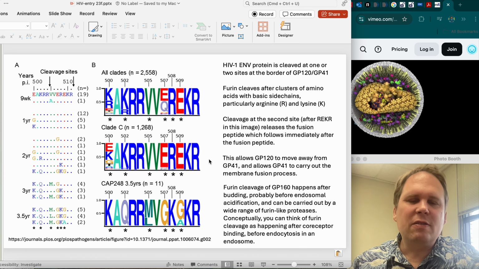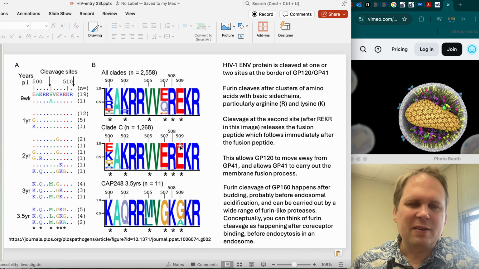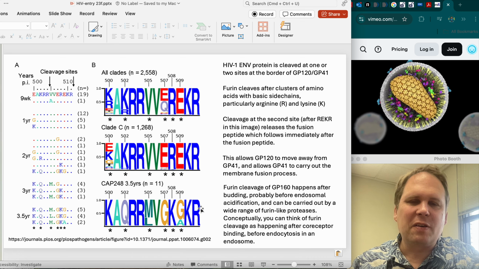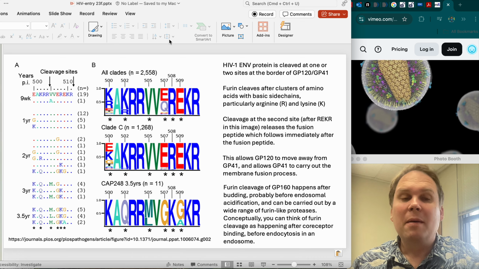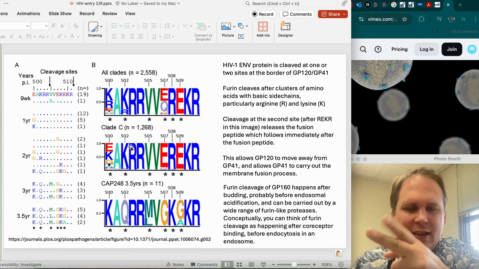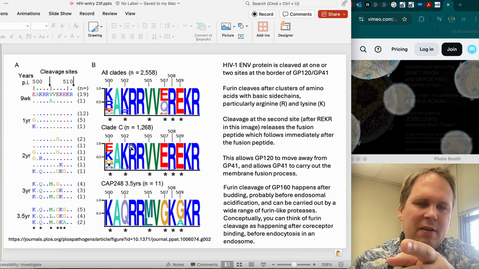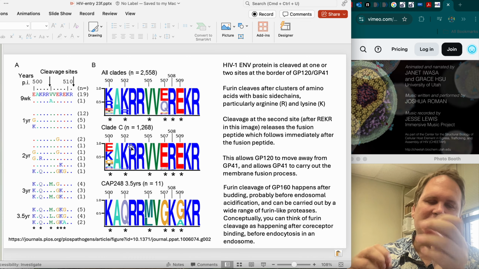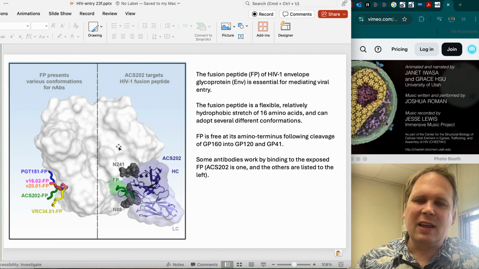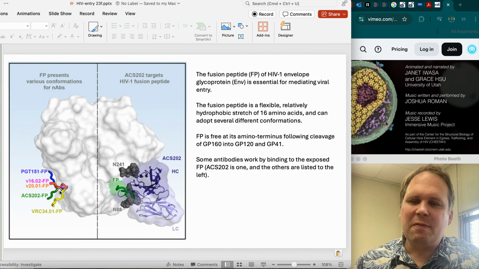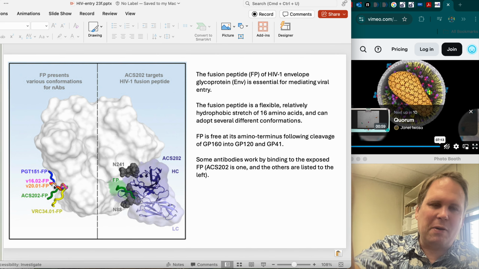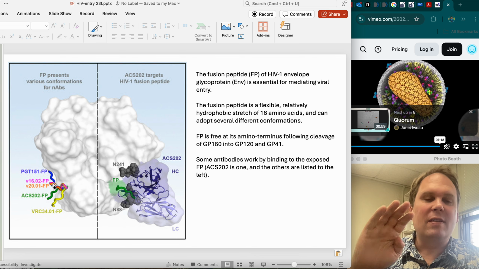And so you can play with these. You can change one basic amino acid to another one. It'll still work. You can knock out the first one. The second one will still do the job. But if the first one's there and gets cleaved, then it makes it easier to cleave the second one. It sort of frees it up. What's going to happen is you're going to get this little, there you go. That's the fusion peptide, and it's able to sort of flap around out there once it's free.